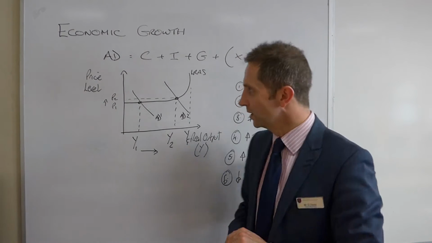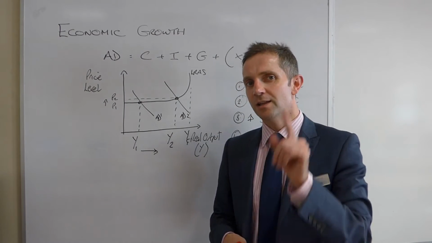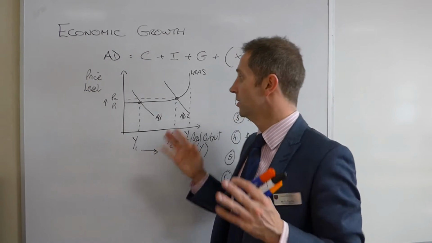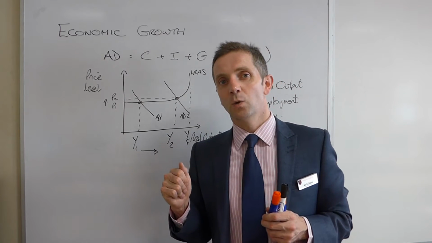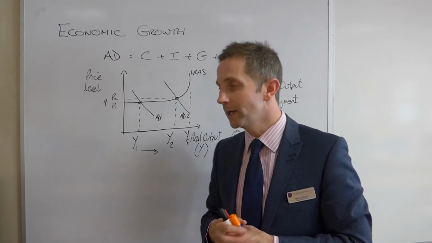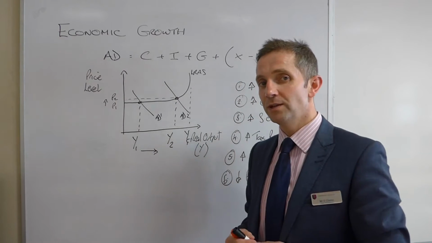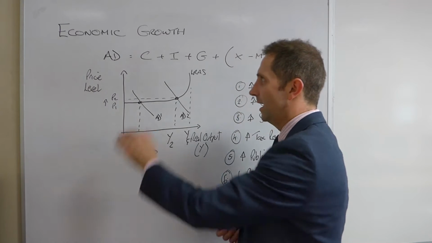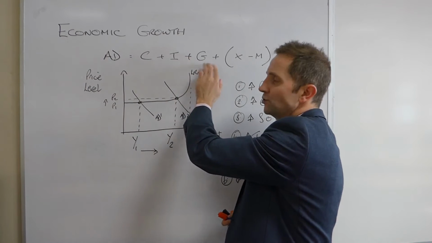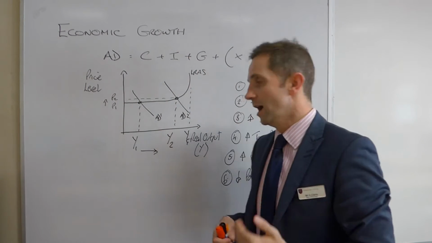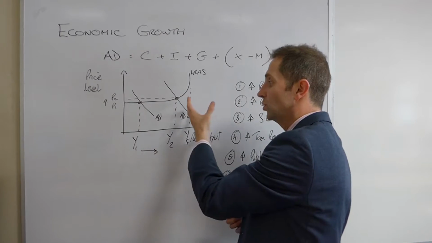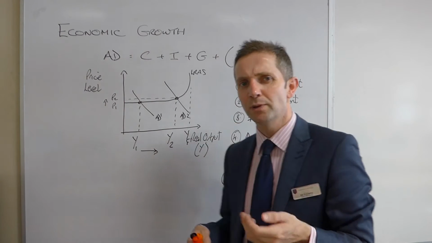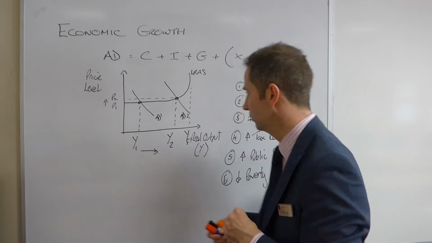In the previous video I was considering the factors which would shift the aggregate demand curve to the right, and we said that that was called economic growth. In this video we're going to think about what happens if we get an increase in C, I, G or net exports and aggregate demand shifts to the right. What are the benefits of that? Why would a government pursue a policy of economic growth?